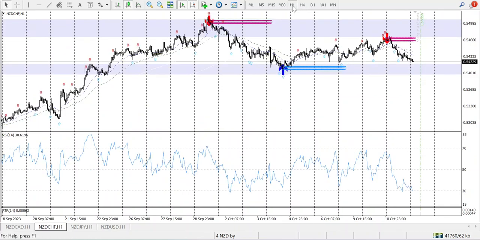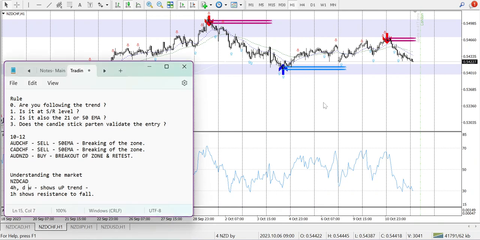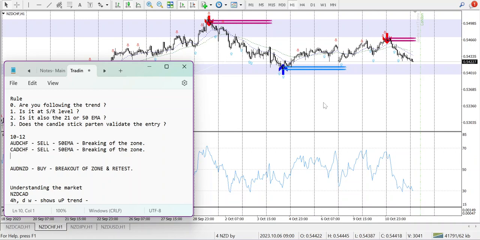Okay, so in a range again. So should I take the trade? No. If it comes back to 50 EMA, I will take a sell trade and book the profit within a range. Okay, NZDCHF, let me write it. But the comment will be a little different.